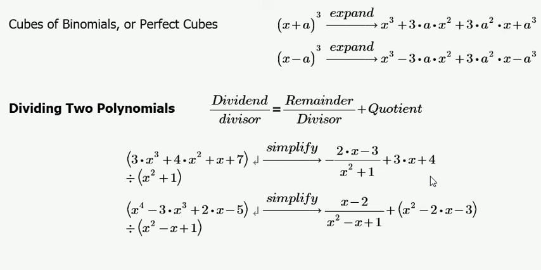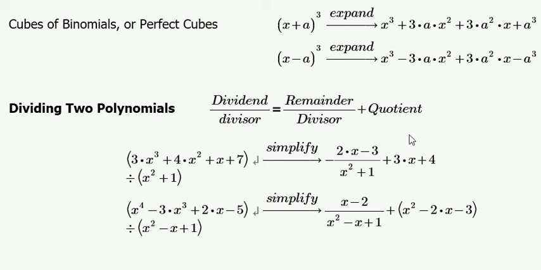Cubes of binomials are perfect cubes. X plus a the whole cube is equal to x cubed plus 3 times ax squared plus 3 times a squared x plus a cubed. Then x minus a the whole cubed is equal to x cubed minus 3 times ax squared plus 3 times a squared x minus a cubed.